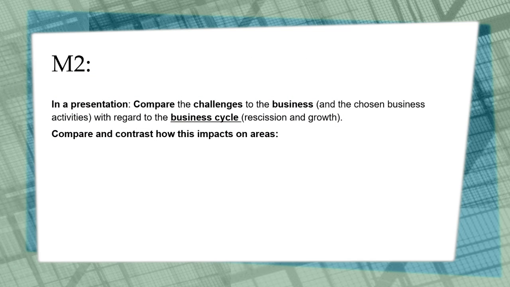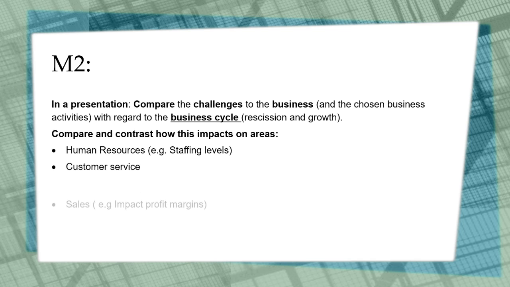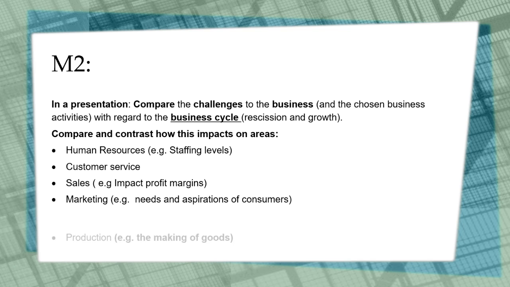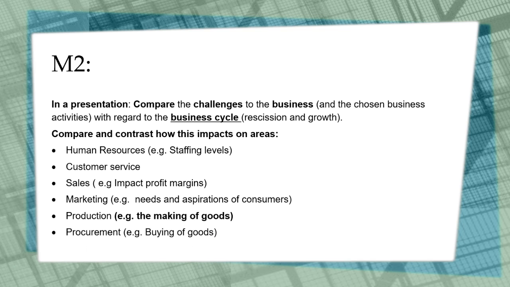In a presentation, compare the challenges to the business with regard to the business cycle, recession and growth. Compare and contrast how this impacts on these areas: HR, customer service, sales, marketing, production, procurement. If this is laid out, the M is actually fairly straightforward to get if this is laid out logically, and I'm going to give you a suggested way to lay it out, because by definition if you state both areas, you should be able to get quite a nice structure running through your assignment.